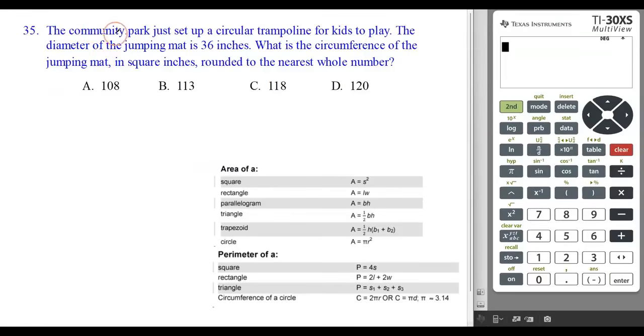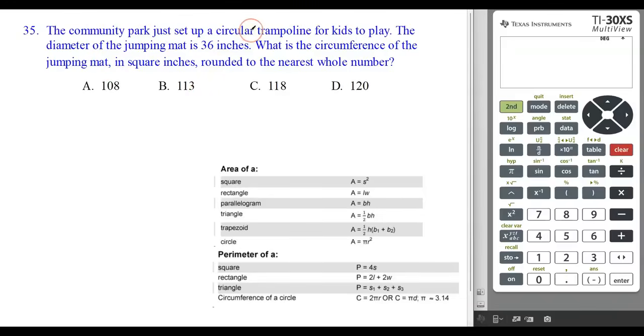Question 35. The community park just set up a circular trampoline for kids to play. The diameter of the jumping mat is 36 inches. What is the circumference of the jumping mat? Square inches, rounded to the nearest whole number. So let's say you're taking the GED Math test. Come up with this problem. You have a formula sheet that you can access. I took a snippet of it right here. Which formula you think you're going to use here to help you answer this question?